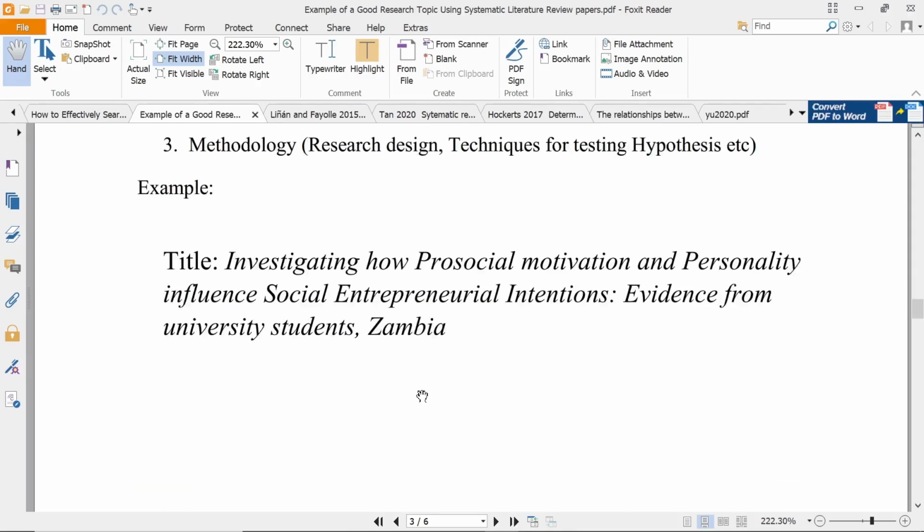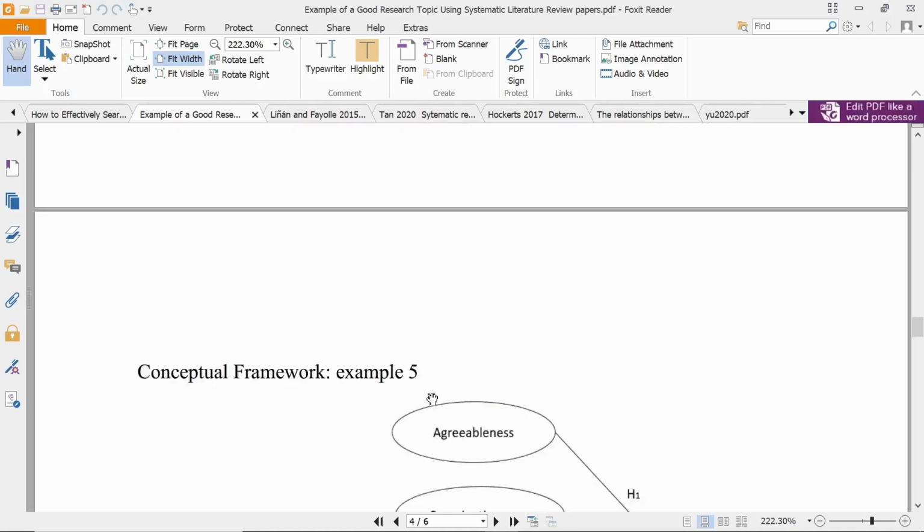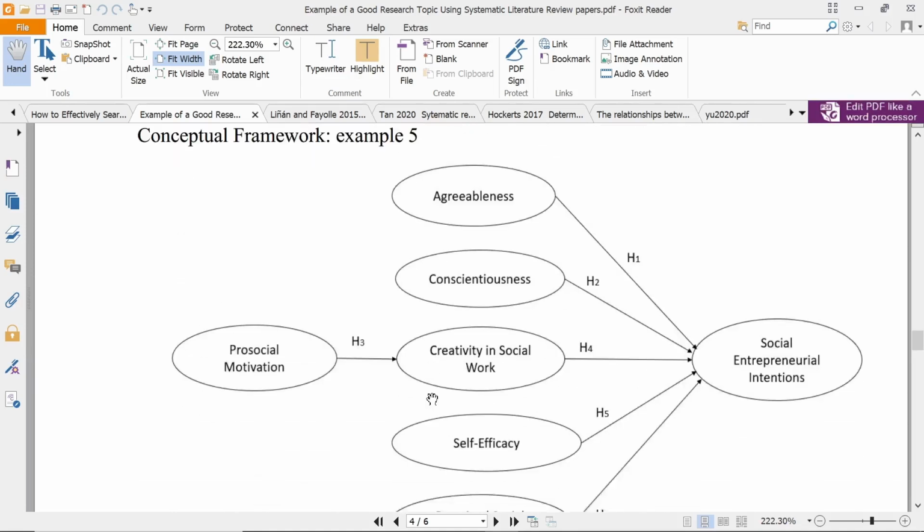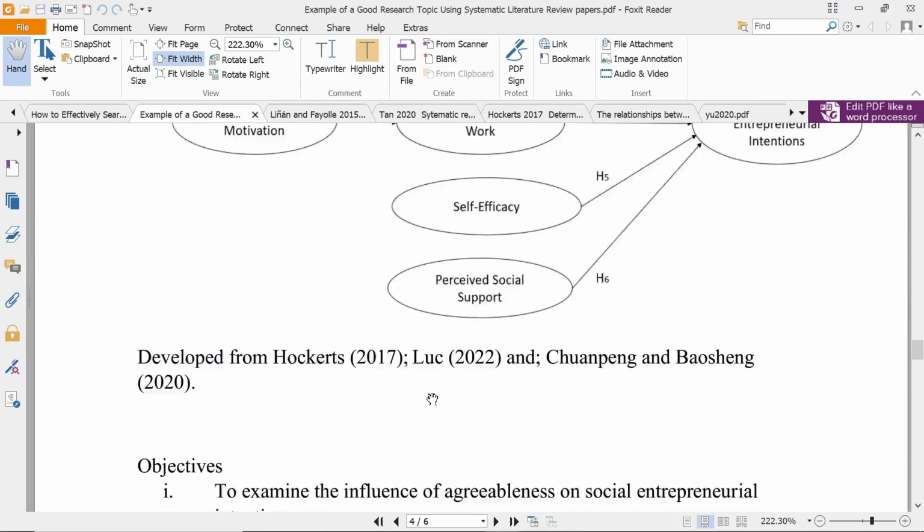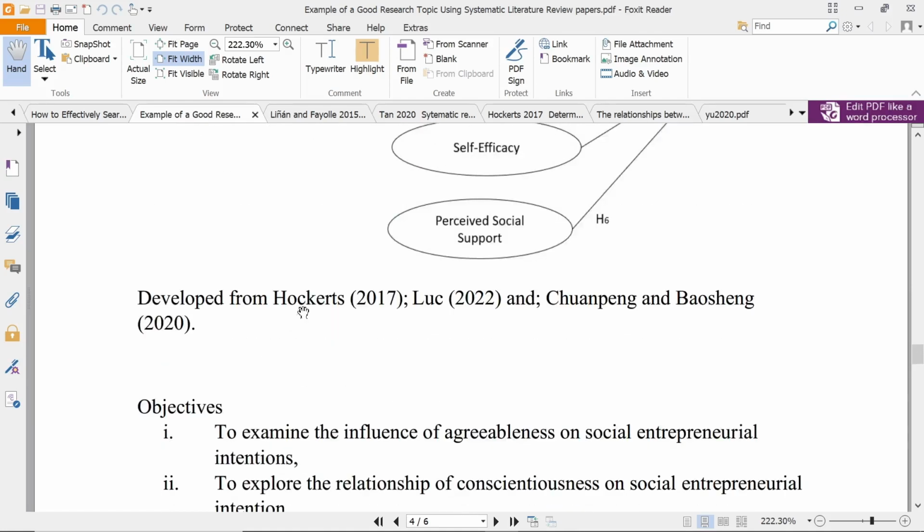Now this is my title: investigating how pro-social motivation and personality influence social entrepreneurship intentions. Evidence from university students in Zambia. So this is my conceptual model. I developed this conceptual model. I developed it from Hawkins, Luke, and Chang Peng and Posheng. Pardon me for the pronunciation.